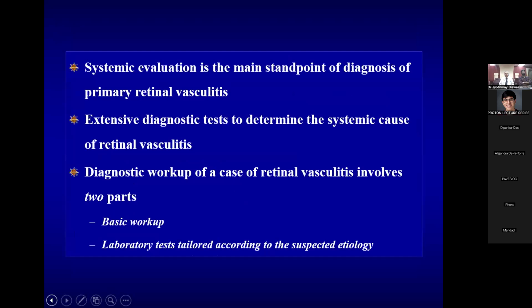Systemic evaluation is the main standpoint of diagnosing primary retinal vasculitis. Sometimes we need an extensive diagnostic test to determine the systemic cause of retinal vasculitis. So the diagnostic workup of a case of retinal vasculitis involves two parts. One is a basic workup, which should be done in all cases, and laboratory tests tailored according to the suspected etiology.